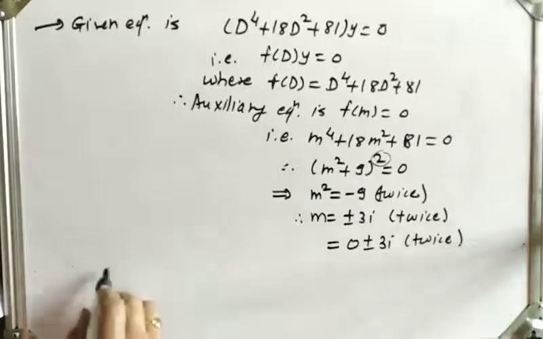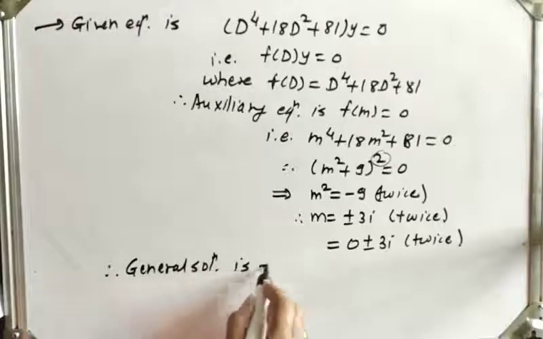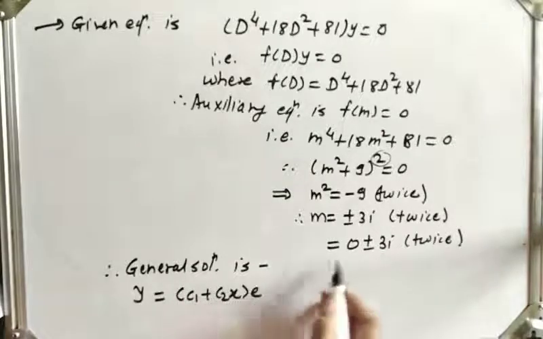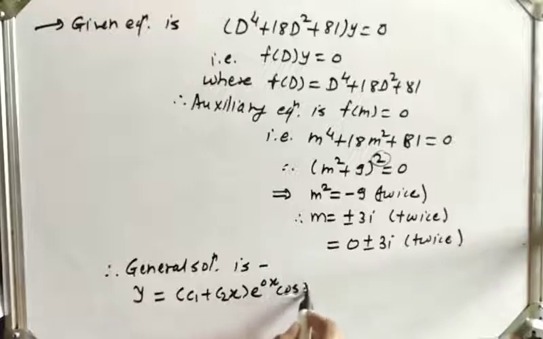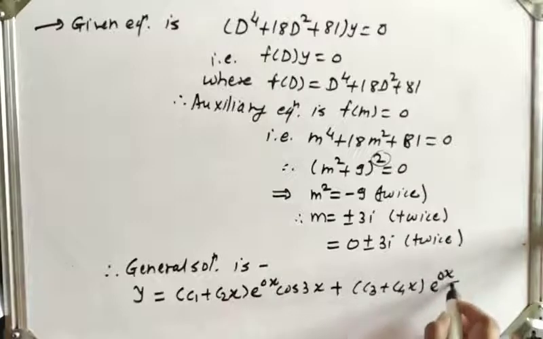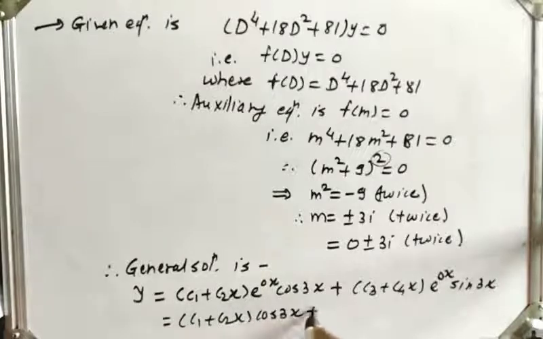Therefore, the general solution will be y is equal to, since it is 2 times repeated, (c1 plus c2x) e raised to 0x cos 3x plus (c3 plus c4x) e raised to 0x sin 3x, which is the same as (c1 plus c2x) cos 3x plus (c3 plus c4x) sin 3x. Okay, take some examples for homework.